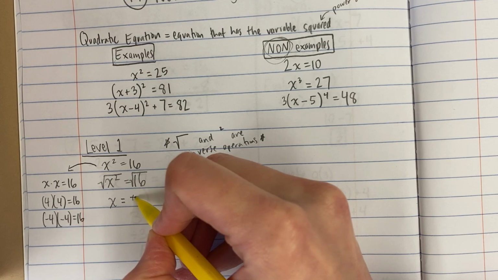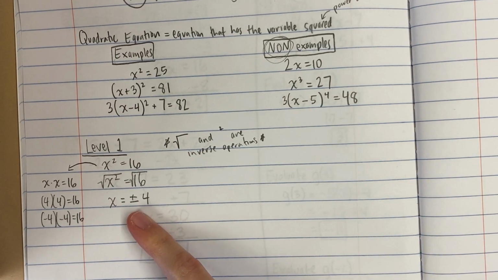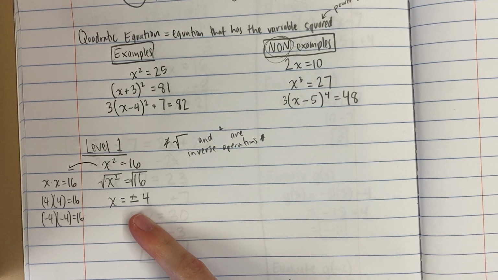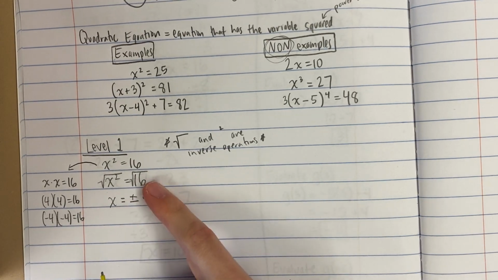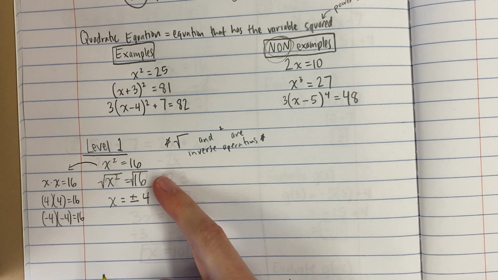I get plus or minus 4. Okay, the square root of 16, normally we're used to saying, oh, the square root of 16 is 4. But in reality, the square root of 16 could also be negative 4, because negative 4 times negative 4 equals 16. Positive 4 times positive 4 equals 16.